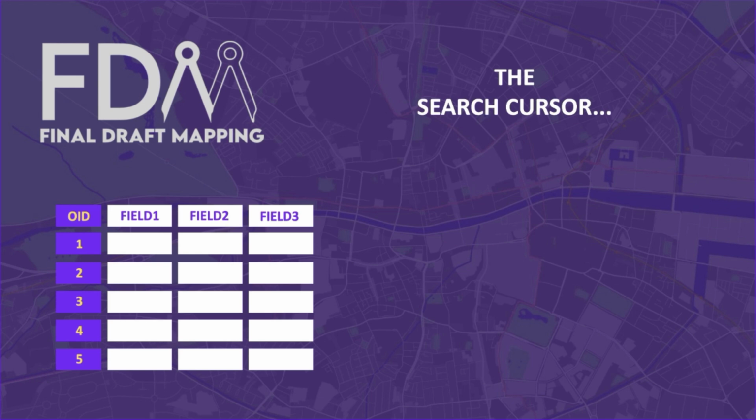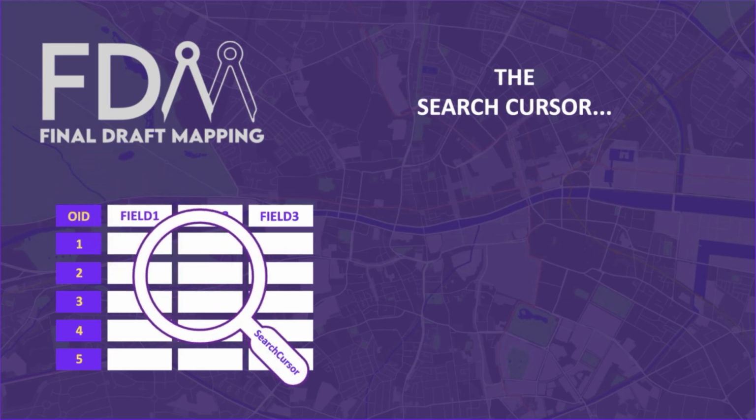Here we have a tabular dataset with our object ID and 3 fields. When we use ArcPy and the search cursor, we get returned a search cursor object. This search cursor object is an iterator and it allows us to move through each row one at a time. This is the sequential component of a search cursor.